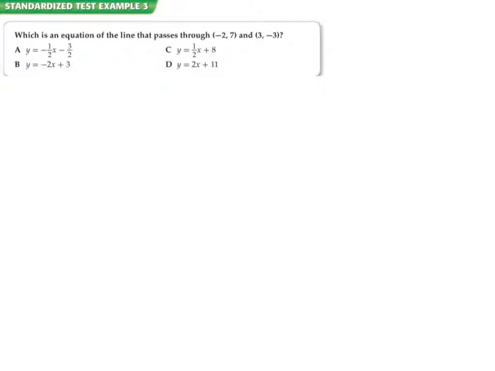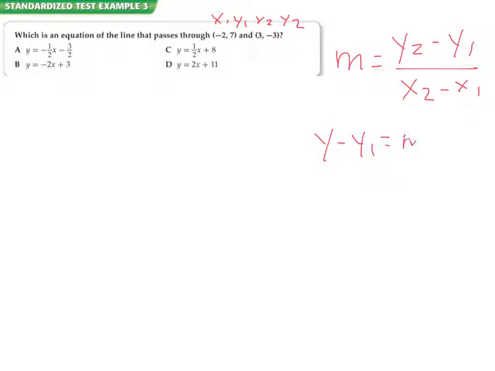For the last example we're going to look at together, they're only giving us 2 points. So we need to figure out how we're going to work this with only 2 points given to us. First thing I'm going to do, label my points, x1, y1, x2, y2. And I can use my slope equation, which is m equals y2 minus y1 over x2 minus x1, and my point-slope equation, y minus y1 equals m times x minus x1, to figure out the line of this equation. So I'm going to have to use both of those.